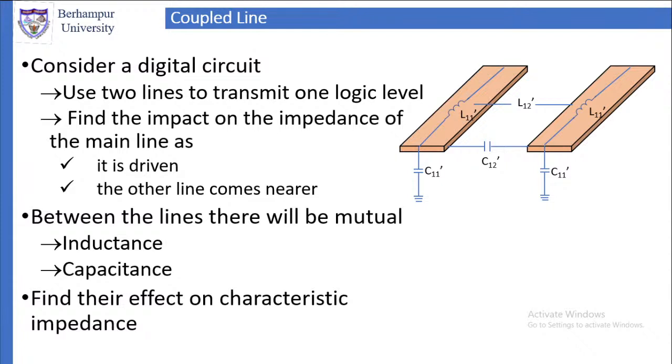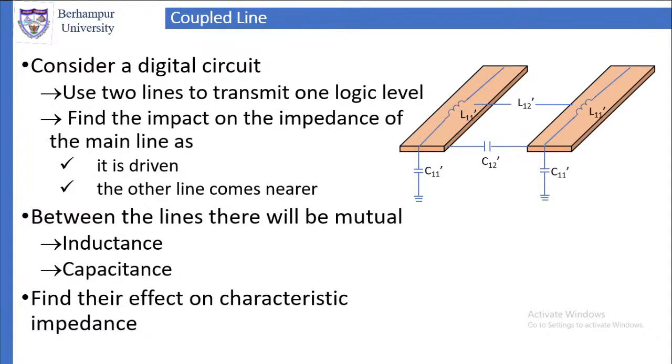Let us consider two traces on a PCB, two traces or two microstrip lines. So line 1 and line 2. Consider a digital circuit. In the digital circuit, we are going to use two lines to transmit one logic level 1 or logic level 0. Comparing the voltage at one line with respect to the other line, we will get the logic. So what we will do is find the impact on the impedance of the main line.